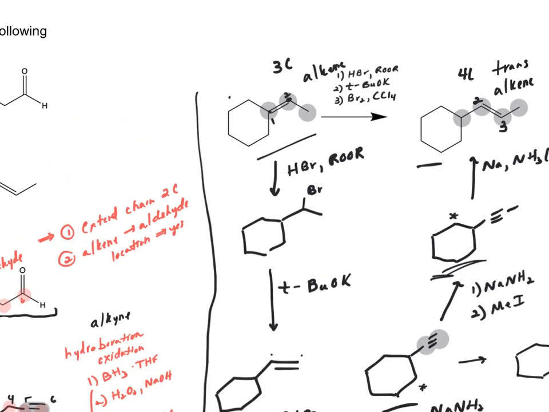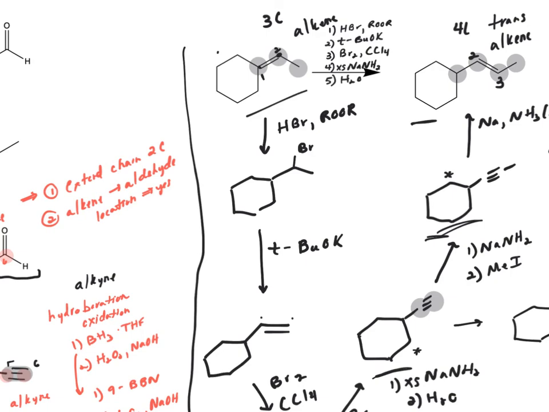Then we underwent the successive elimination. So 4 was excess sodium amide to produce that alkyne. In 5, again with the presence of excess sodium amide, we generate the deprotonated alkyne. We need to make sure and protonate it before we can move on. So we add water.